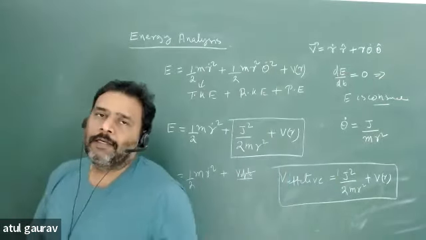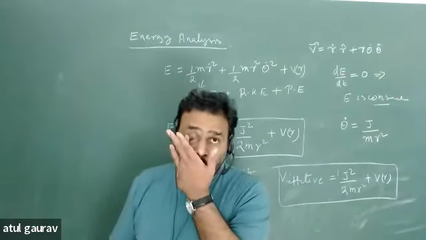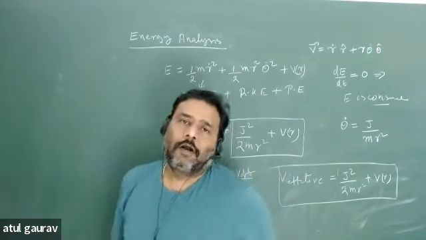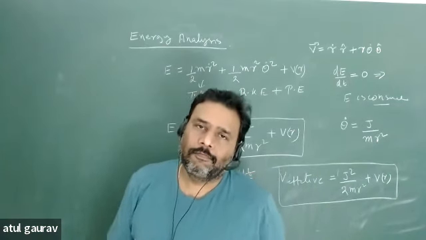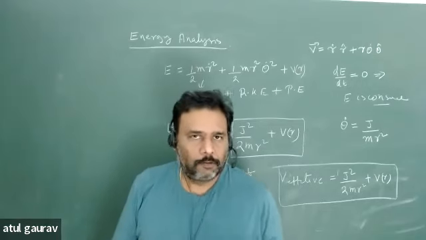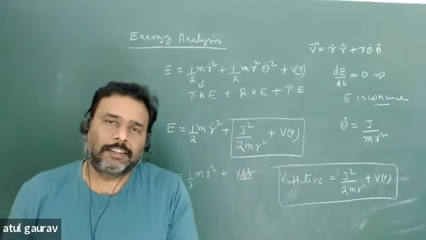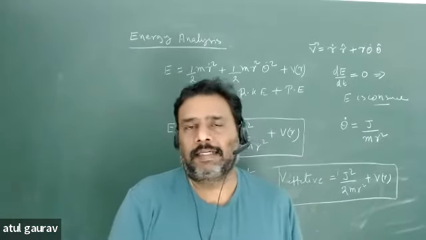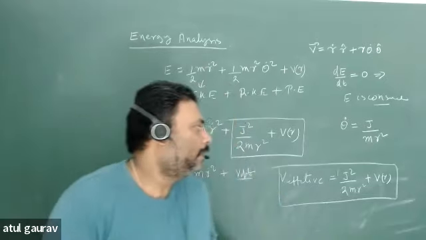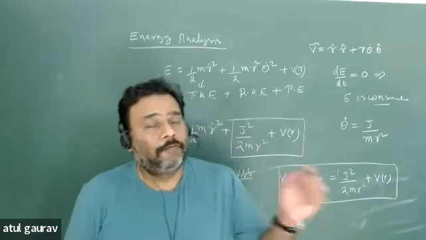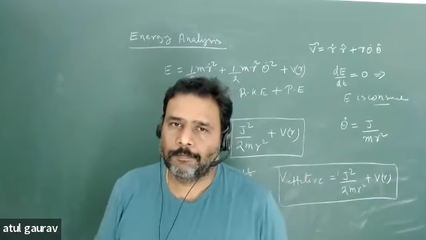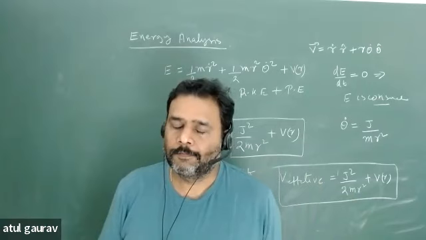So when you have a central force problem, only potential energy will not decide what the nature of the orbit is. But you will be surprised that potential energy plus rotational kinetic energy, as a function of only r, defined as V effective, will decide which type of orbit can be there. Okay?